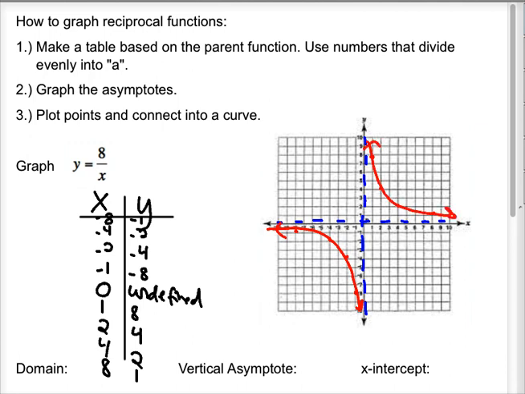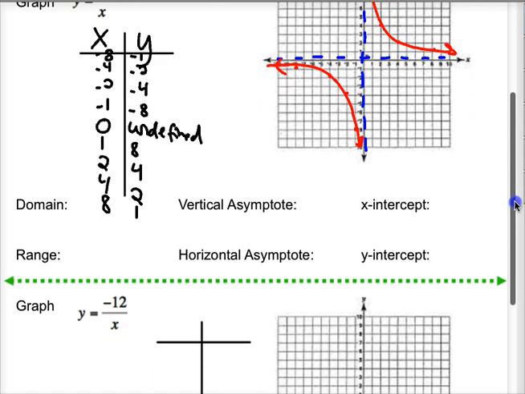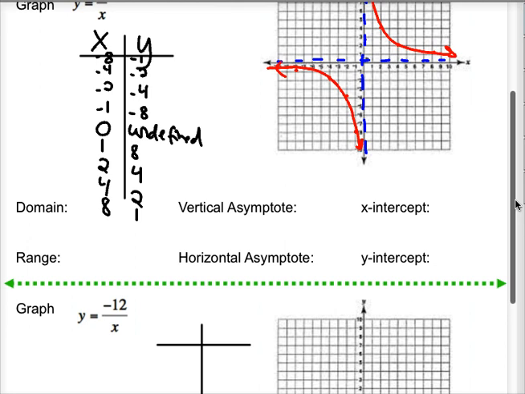So all you have to do is connect both of them to get your points or to get your curve. All right, now, just to re-emphasize some of these points. So for the domain, again, domain, all real numbers except where that asymptote is. So it's all real numbers except the fact that x can't be 0.